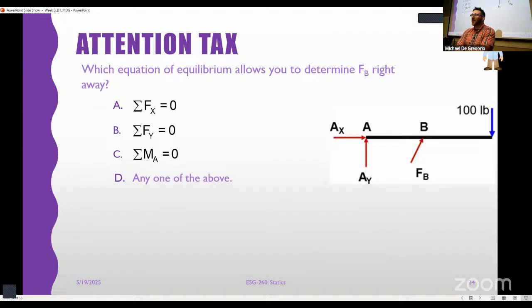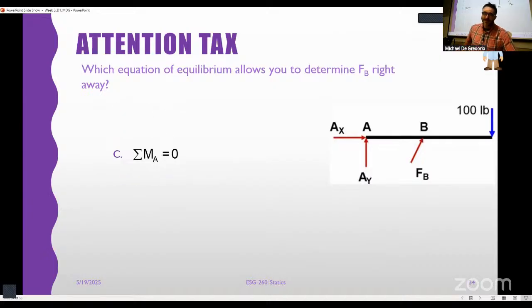Looks like we got mostly C's, some D's. All right. Answer is actually it's E. It's none of them because there's no distances on here, so you can't possibly calculate anything. No, it would be C, right? Why is it C? If I had distances on here, it would be C. Why? Because that eliminates Ax and Ay. It leaves you only with FB, right? Only with FB. And we can just solve that immediately, right?